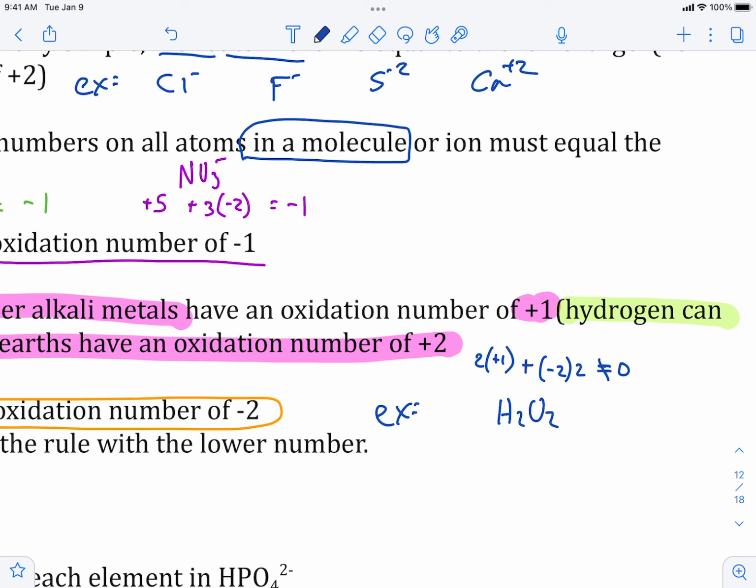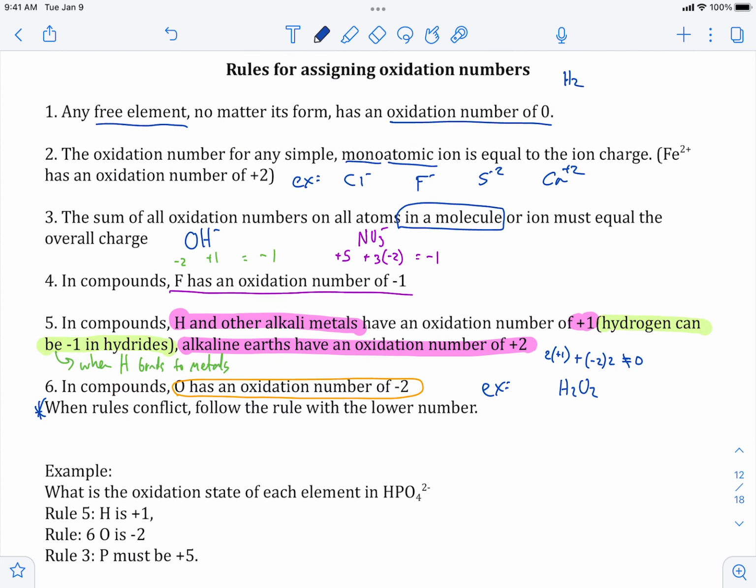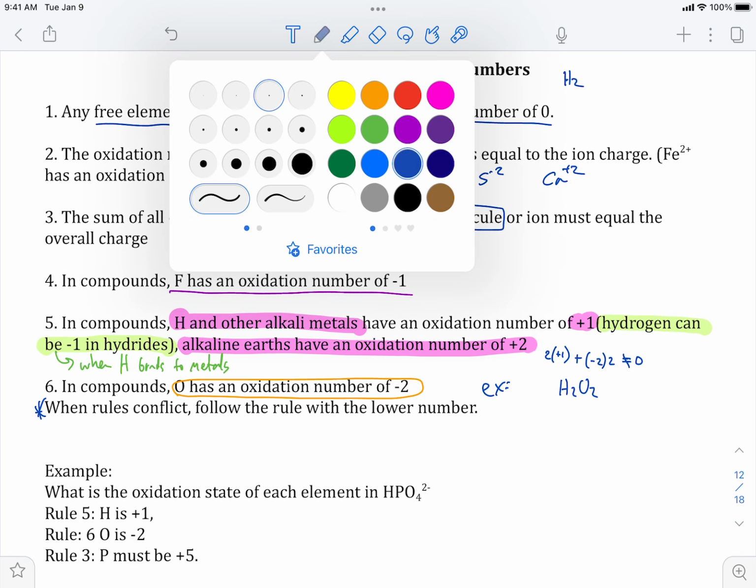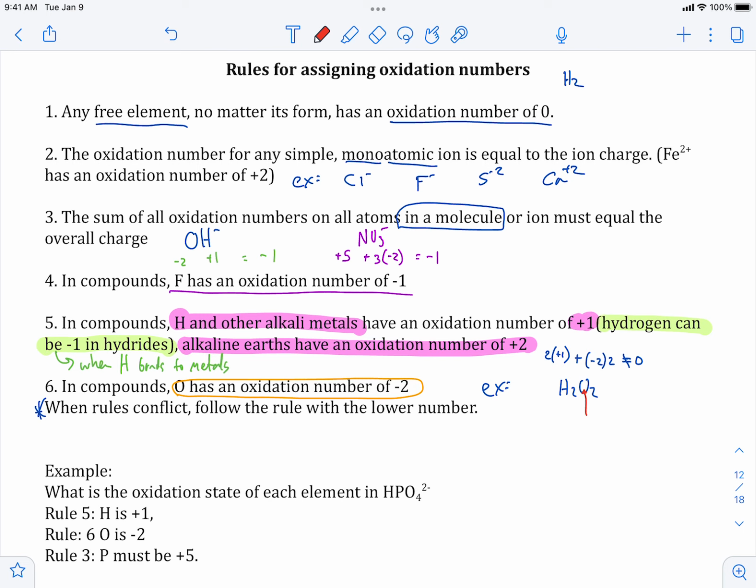So that means both of these rules cannot be followed simultaneously. That means the rule lower in number is more important. And the rule lower in number means the hydrogen rule is more important than the oxygen. So that means oxygen cannot be -2. Actually, in peroxides, oxygen is actually -1. And if I'm honest, this is probably the only time you see this, where there is kind of a conflict, is in peroxides. So other than that, it's not really going to be an issue. But I'm just saying it now so that you are aware of it.